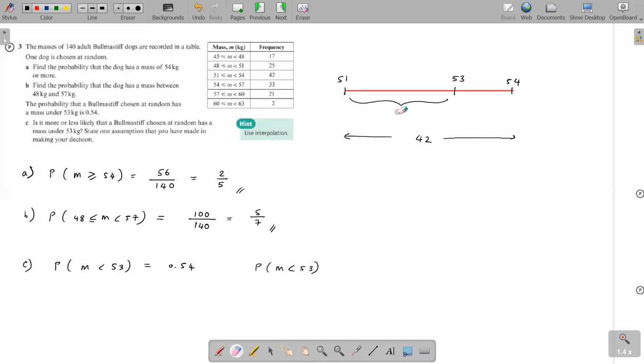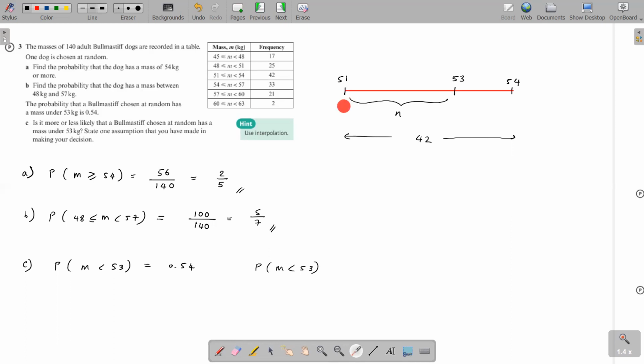I know that between 51 to 54, there are 42 dogs. So out of that 42, I want to know how many are going to be between 51 to 53. Because at the end of the day, I want to know the total number of dogs that are actually less than 53 kilograms. Okay, are you guys with me?